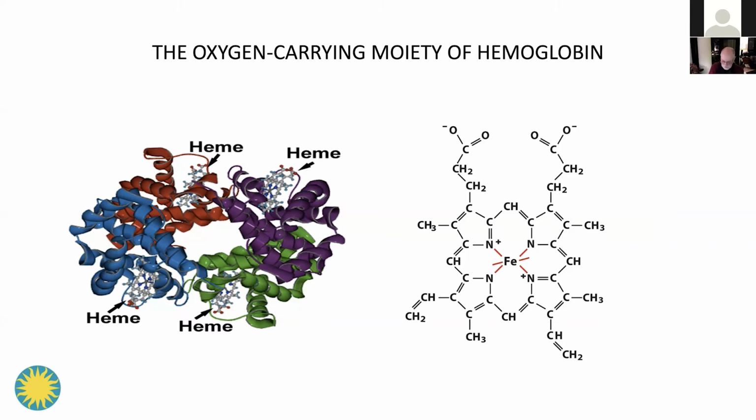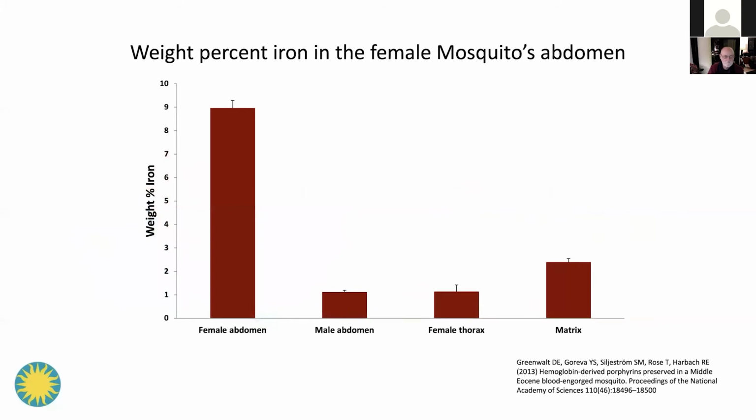And this is, in fact, exactly what we found. In the female abdomen, there was almost 10 times as much iron as there was in the rock matrix or other parts of the female or male mosquitoes, which we were able to collect as well. And of course, male mosquitoes do not feed on blood, so they're good negative control.